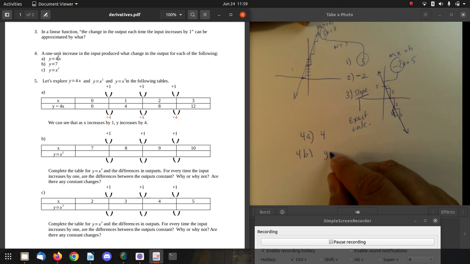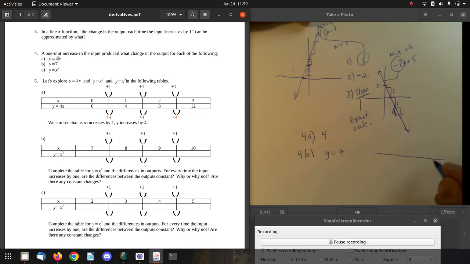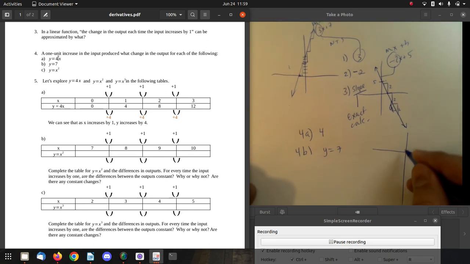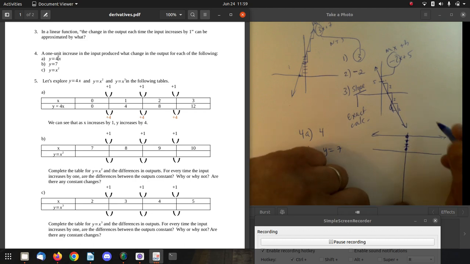This is the y equals 7 function, and they're saying, a 1 unit increase in the input results in what change in the output? And the answer is nothing, because 1, 2, 3, 4, that's totally not to scale. Oh, and I didn't even write it on 4. Sorry about that. 1, 2, 3, 4, right? 1, 2, 3, 4, there we go. Tried to fix the dots there a little bit.